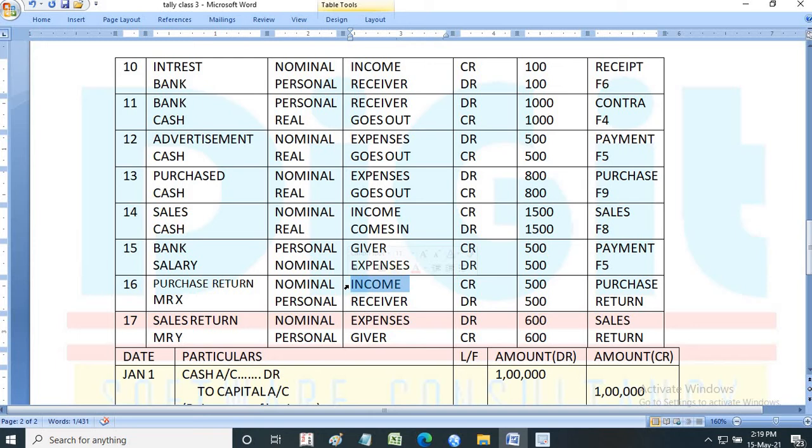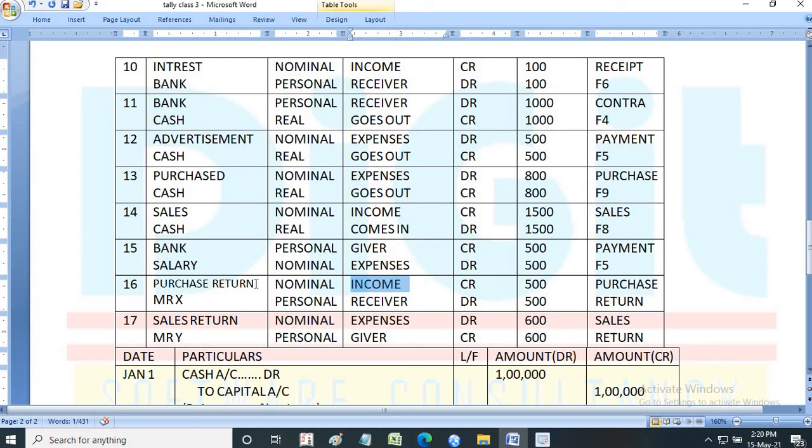You are returning the goods. Before, when you were buying, you were paying money to buy them. But if you are returning, then that money will come back to you, right? That means it's a kind of income. It's a kind of adjustment entry. But our assumption should be that if we are making a return, then we are not spending anymore. It's a kind of income only.